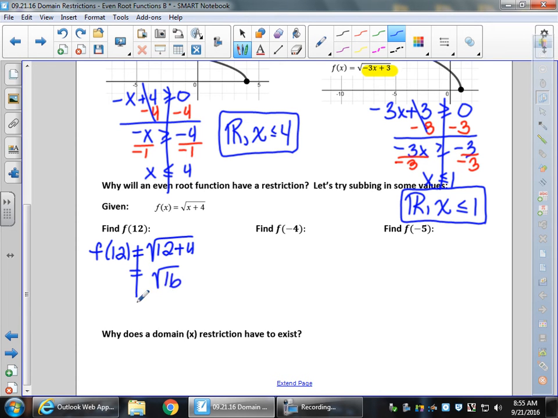Does this first one exist? Yeah, what do I get? Ooh, careful. Square root of 16? 4. So that's good. That one works. Let's see what happens when you plug in these two. Oh, no, I'm pausing right here.